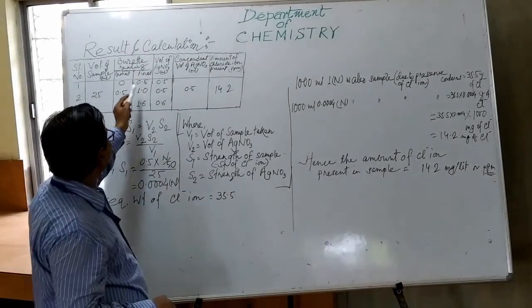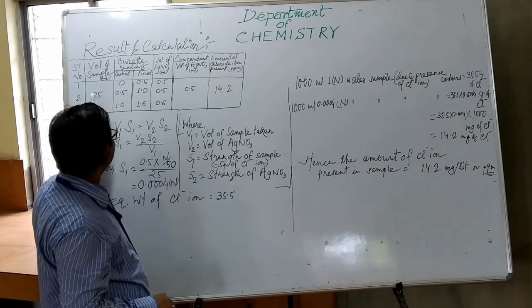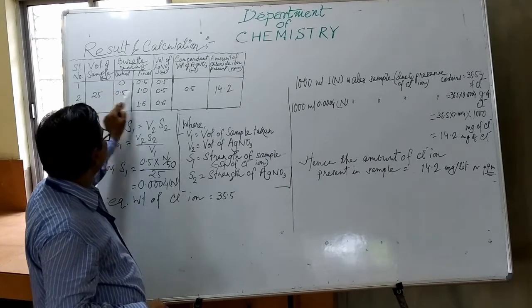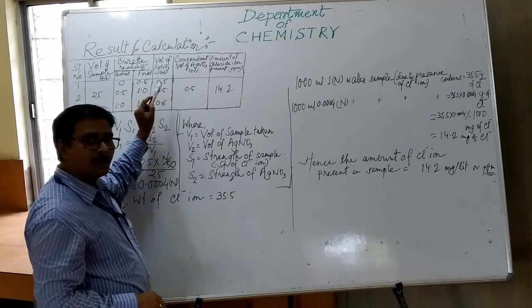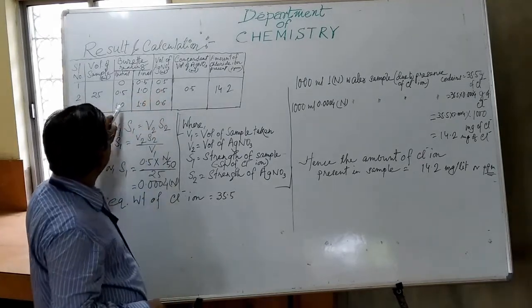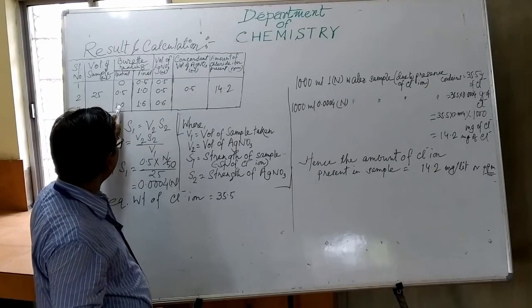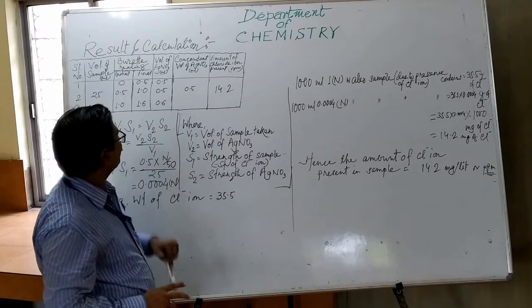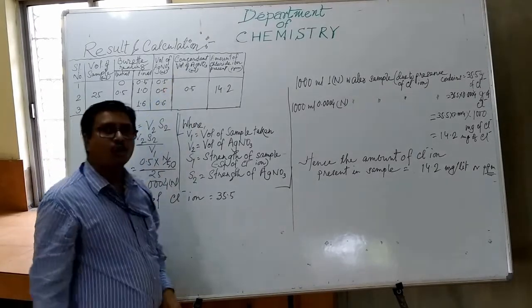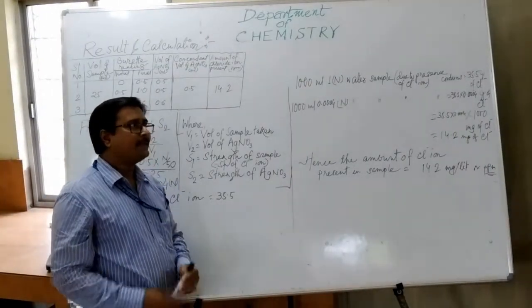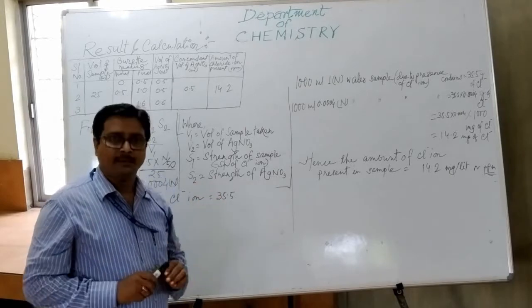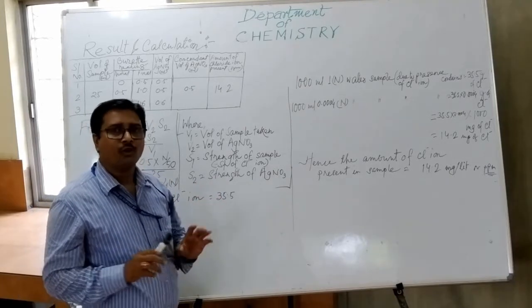Now the second observation. This is the initial reading. This one is the final reading. Again, final minus initial, this is the consumed volume. And the third observation, this is the consumed volume. Now the next column is concordant reading. So what is concordant reading? Concordant reading means two consecutive readings which are the same. That is the concordant reading.